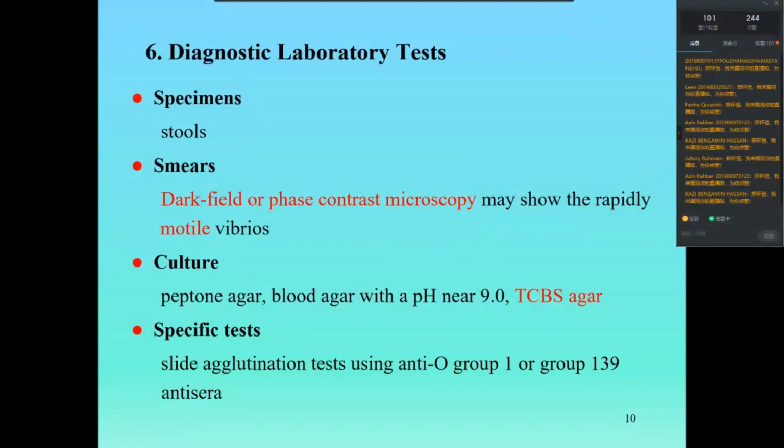And also, we can test the patient's serum, or we can test the bacterial antigen. We can use known anti-O1 or anti-O139 antiserum and mix it with the bacteria. If the bacteria cluster together, we say that's the agglutination of the bacteria. That means you can identify the specific serogroup of the pathogen.